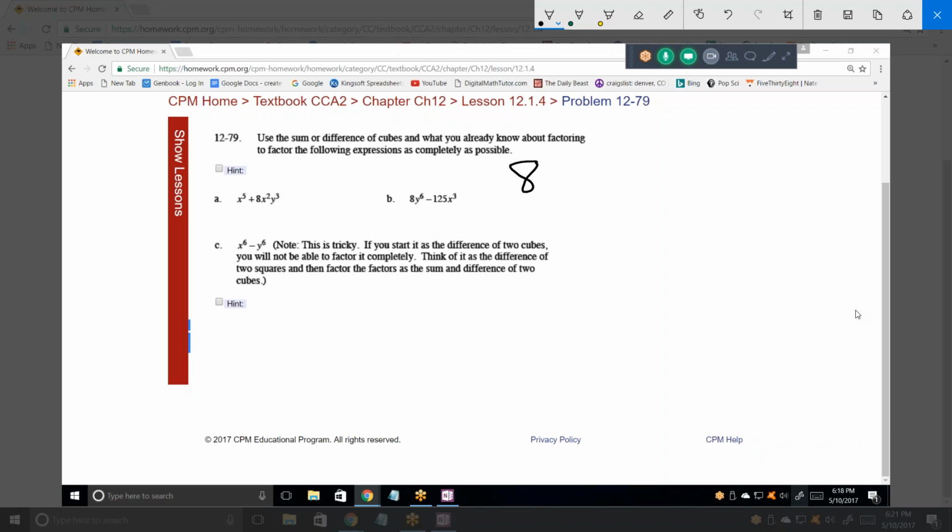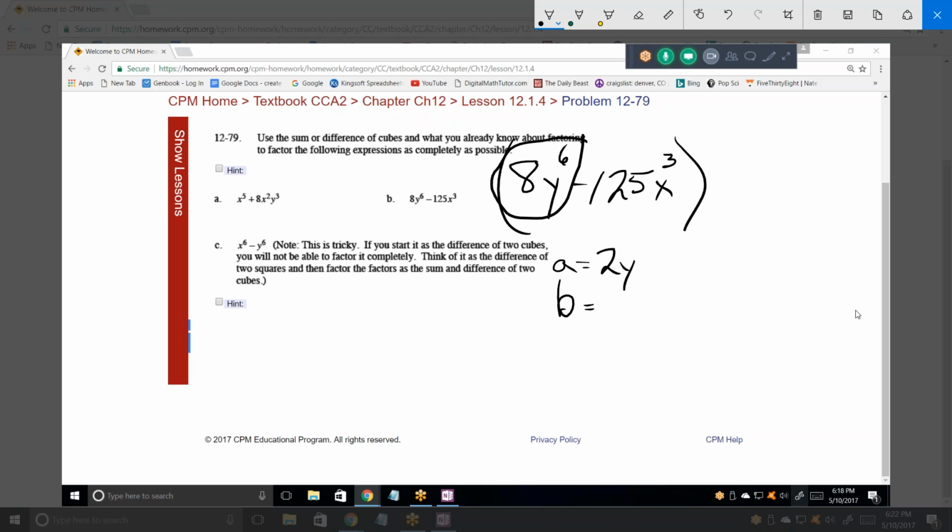Now the second one, is this the sum or difference of perfect cubes? Should be one or the other, right? It's on this page and they said use the sum or difference of cubes to solve. So it should be. Tell me what A is and tell me what B is. Take the cube root of that to get A. 2y. 2y cubed. Excuse me, 2y squared. You see why 2y squared is the cube root of 8y to the 6th? Yeah. Okay, what's b? Oh, 5x.